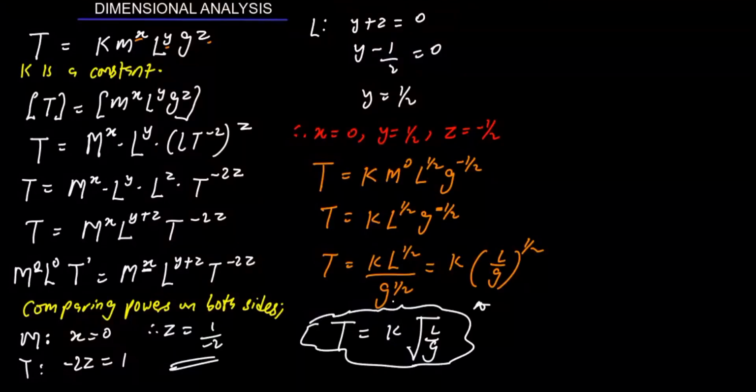And what can we deduce? We can deduce that the period of a simple pendulum does not depend on the mass of the bulb. You can see that after getting the real formula for the period of a simple pendulum, there is no mass in the equation. It means that the period is independent of the mass. All right. Let's look at another problem.